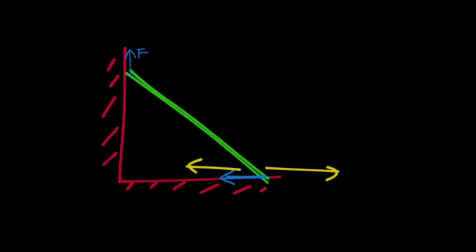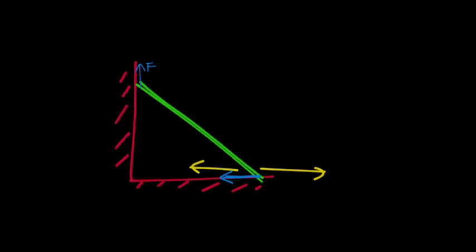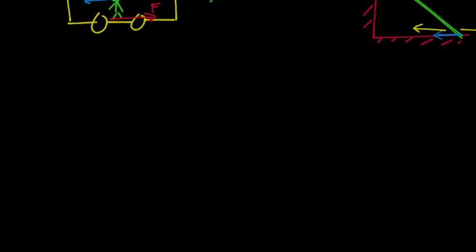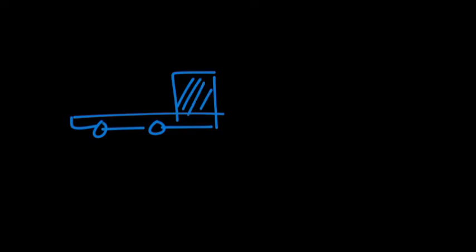By now, I hope you have a better idea of marking the direction of friction. So let's move on to our question. It says a lorry is accelerating at 5 meters per second squared with a box placed on its truck bed.